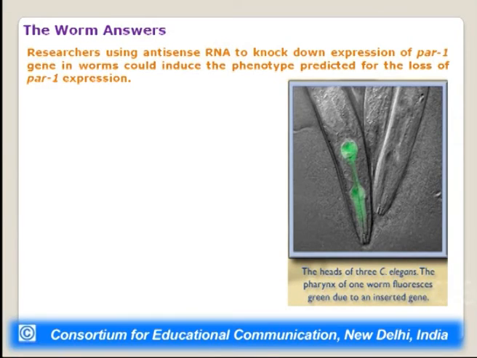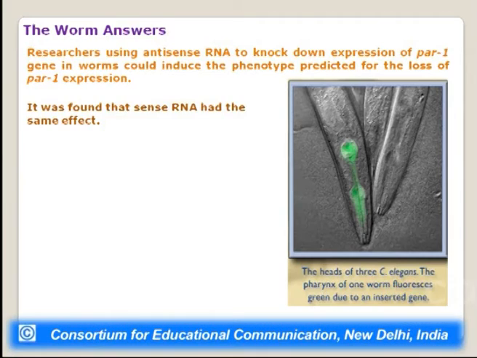The researchers were using antisense RNA to knock down the expression of the PAR1 gene in worms. They could induce the phenotype predicted for the loss of PAR1 expression. They expected that the introduction of the antisense RNA, which binds to the PAR1 gene's RNA, would mean no protein production, and therefore the phenotype of PAR1 would be lost. So, researchers were trying to do this.